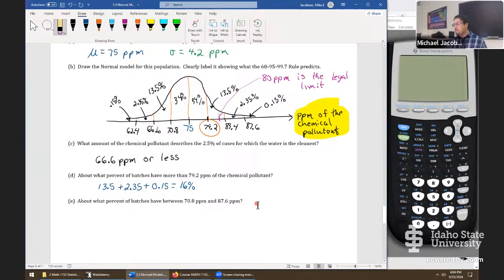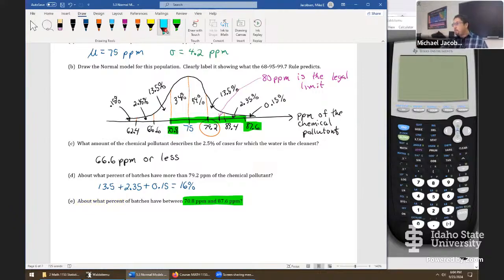So next it says, part E, what percentage of batches, so we're back defining a percent, have between 70.8 parts per million and 87.6 parts per million. So this time we're constrained between those two values. These are values on the horizontal axis. So we start here, 70.8. We're going up to 87.6, so that's way out there. So this is the range on the horizontal axis that we're taking. That's our first step. Look at where we're going, left to right on the horizontal axis.